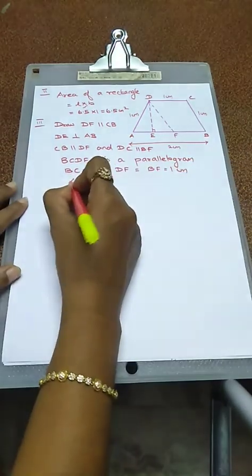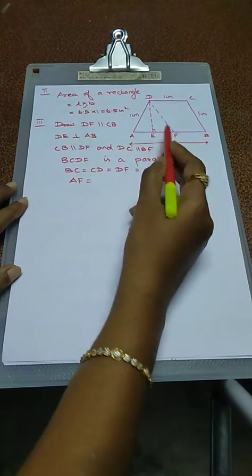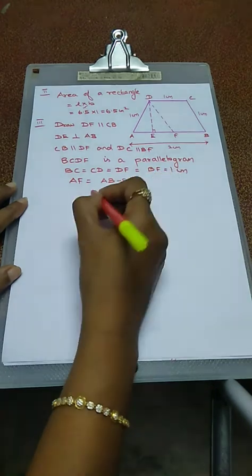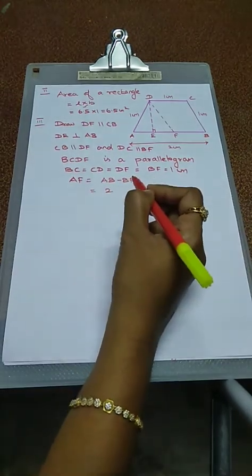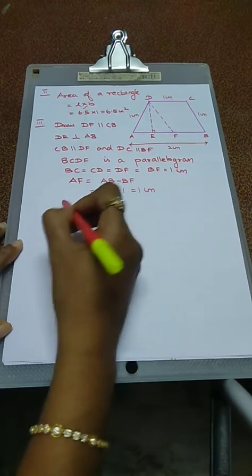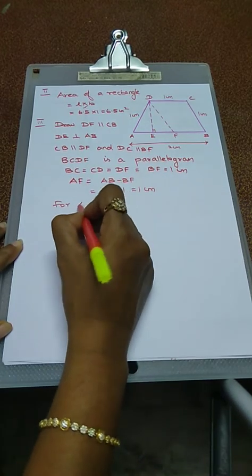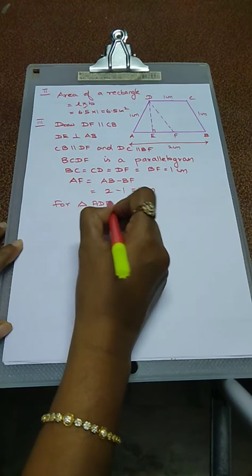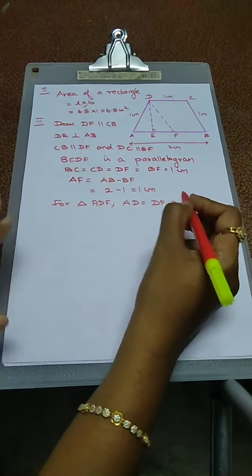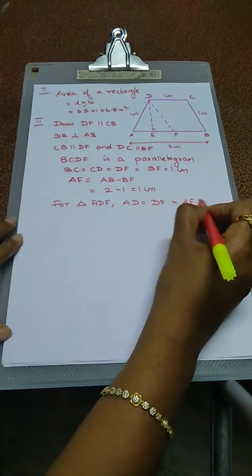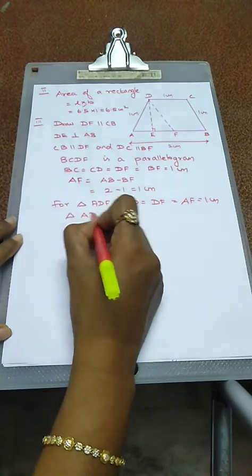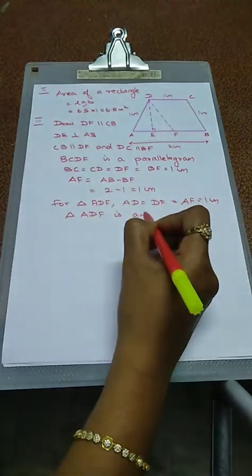Next we have to calculate the AF value. How can we calculate the AF value? AF is equal to AB minus BF. What is our AB value? That is 2. And the BF value is 1. So we get the AF value also 1 centimeter. So in triangle ADF, AD equal to DF equal to AF equal to 1 centimeter only. So all the three sides are equal. Now triangle ADF is an equilateral triangle.